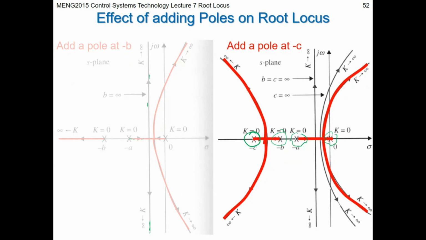Right. So those are the angles of the asymptotes. You can calculate the center of the asymptotes, plot those asymptotic lines. All the asymptotes emerge from one single point. So again, we've changed the shape of the locus. You can see, compared to the previous one that we just did with 3 poles, this is the 3-pole locus here.